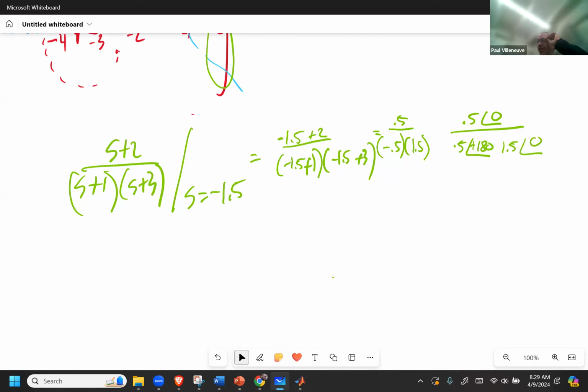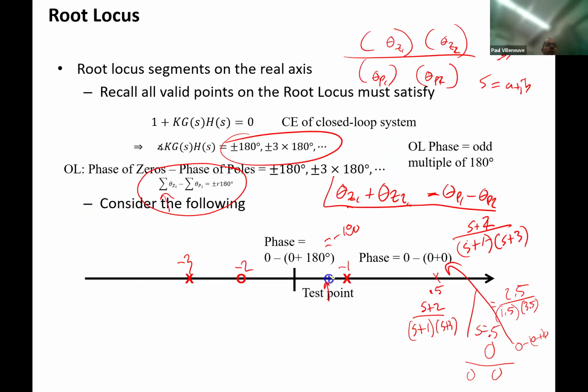Now we're going to check the angles to see if it's plus or minus 180. 0 minus 180 plus 0. Does that equal plus or minus 180? Yeah. So that's a valid point. So all we're doing is looking for points to see if we're going to get angles of plus or minus 180. If I put a point over here to the right of that pole, no deal. I put one over here to the left of the pole, we're good to go. Your turn.